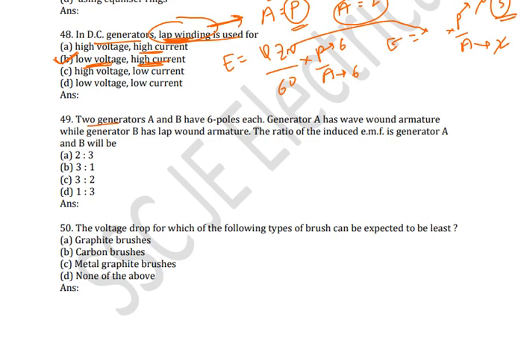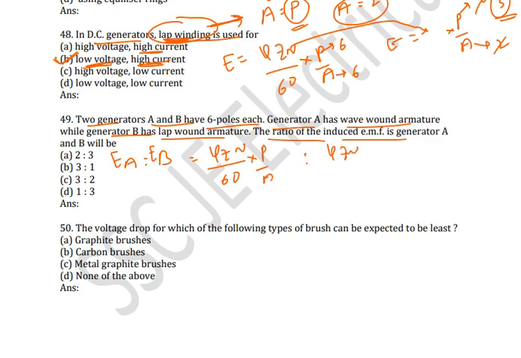Two generators A and B have 6 poles each, and generator A has a wave wound armature while generator B has a lap wound armature. The ratio of induced EMF generated in A and B is asked. We know the formula: induced EMF is pi Zn by 60 into P by A. So we write pi Zn by 60 into P by A for A, to pi Zn by 60 into P by A for B, and take the ratio.